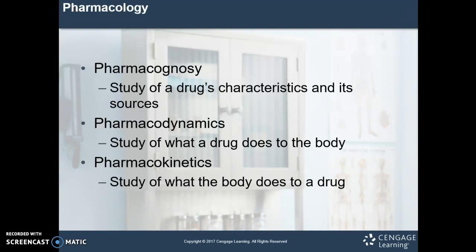So just some terms that we should be able to define, but you might not hear used too often. Pharmacognosy is the study of a drug's characteristics and its sources, where the drug comes from. Pharmacodynamics is the study of what a drug does to the body. And pharmacokinetics is the study of what the body does to the drug. So it's a two-way street there. The drug might cause the body to speed up the heart rate, speed up the breathing, whereas the body might cause the drug to break down really quickly. It's all a fine balance.